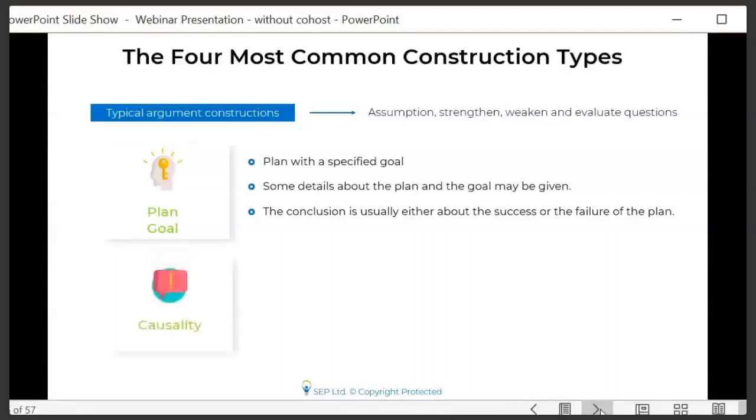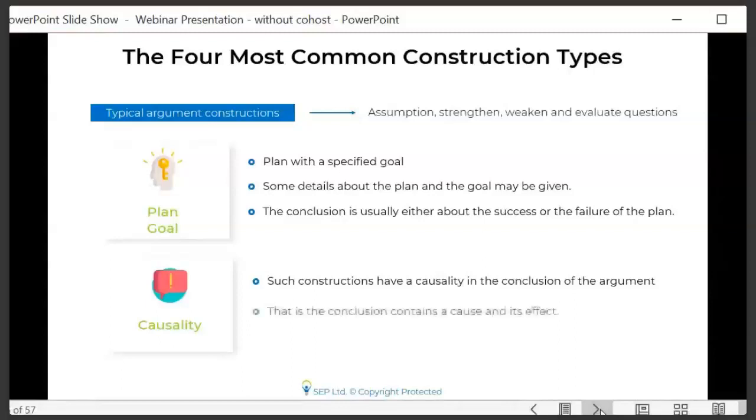Okay, so causality constructions have a causality in the conclusion of the argument. So what do we mean by causality in the conclusion? It means that the conclusion contains a cause and its effect. Okay, so these are causal questions, and we have a framework to deal with the causal questions.